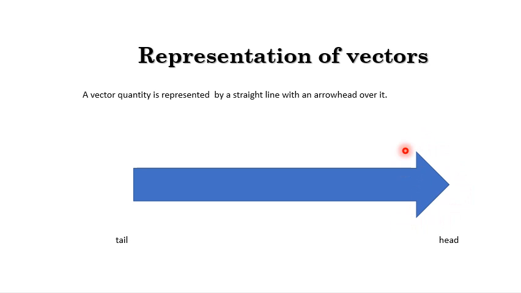Now the arrowhead determines the direction, in which direction your vector is moving or in which direction your vector change is going to take place. In our case, it is from west to east. Now, this part of the vector, the origin or from where it is moving, is known as your tail, and this part of the vector, the arrowhead part, or where it is heading to, is known as head. Fine.